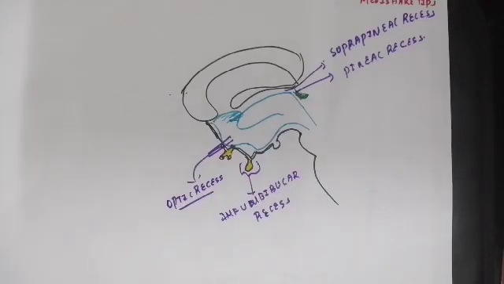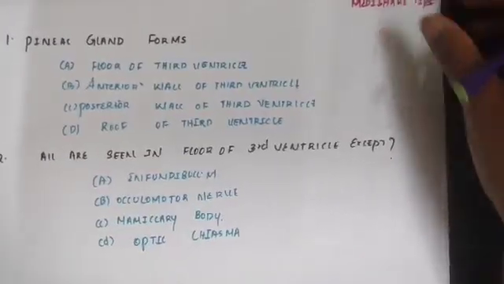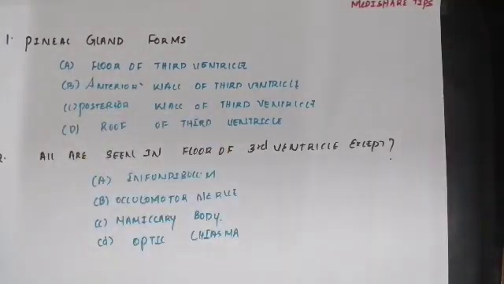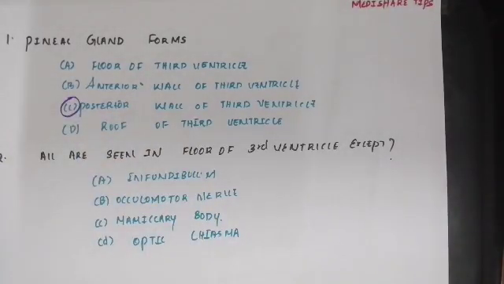Now we will be discussing a few MCQs from this topic, which were already asked in various entrance exams. The first question is: the pineal gland forms. First option is floor of the third ventricle. Second is anterior wall. Third option is posterior wall. Fourth option is roof of the third ventricle. We have definitely learned that the pineal gland is forming the posterior wall of the third ventricle. So the answer is option C, posterior wall of the third ventricle.